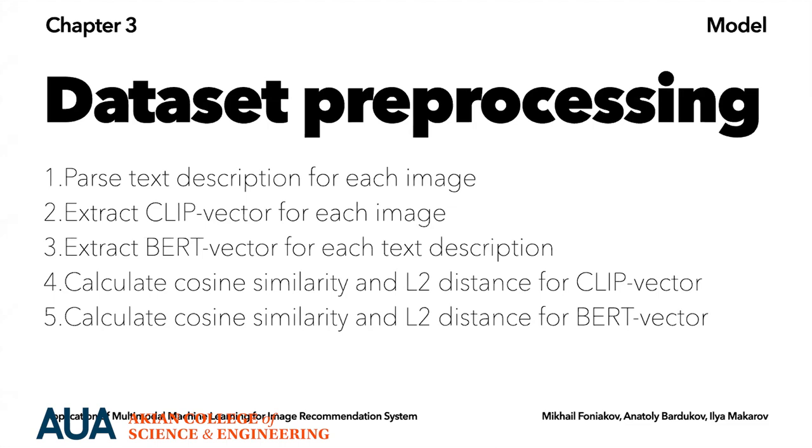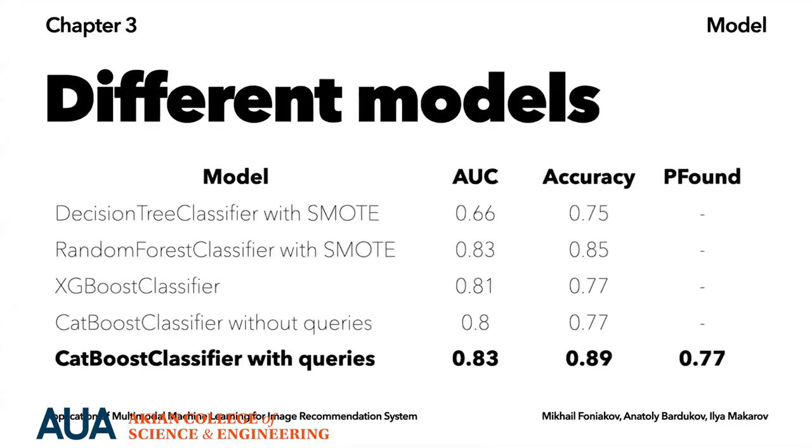The next step of preprocessing data is metric counting. For each pair of images and text, I use two metrics to count pair distances between two CLIP vectors for images and two BERT vectors for text: cosine similarity and the squared Euclidean distance. I chose from four models: decision tree classifier, random forest classifier, XGBoost classifier, and CatBoost classifier with queries and without queries. Queries are groups for candidate images. It is equal to the number of initial images. We see that the CatBoost classifier had the best results.